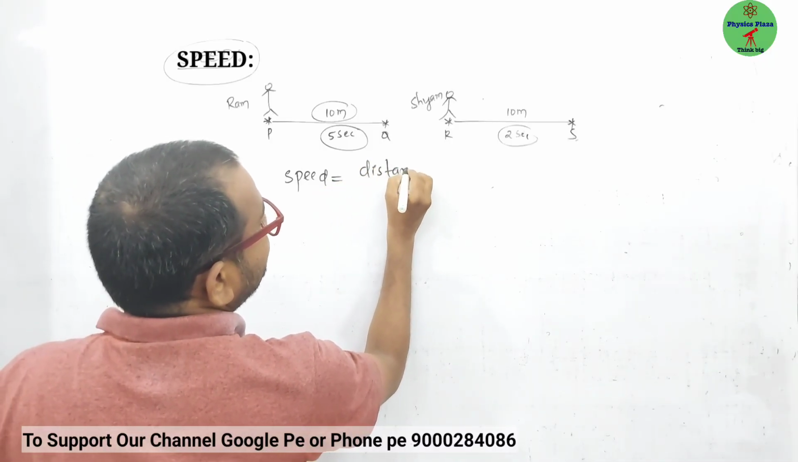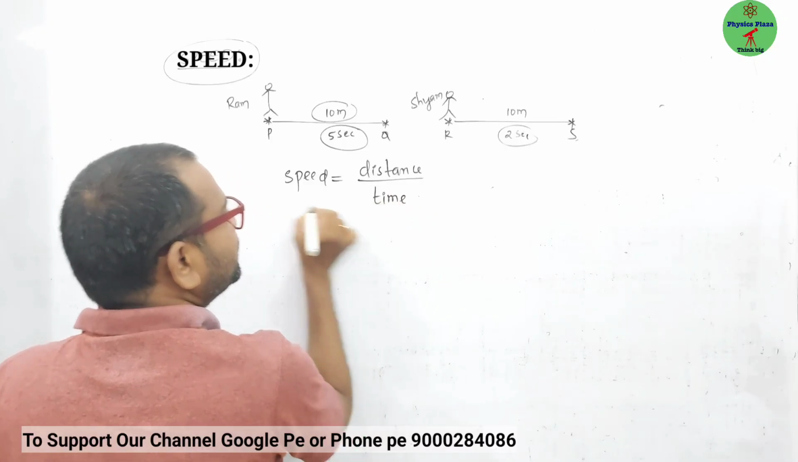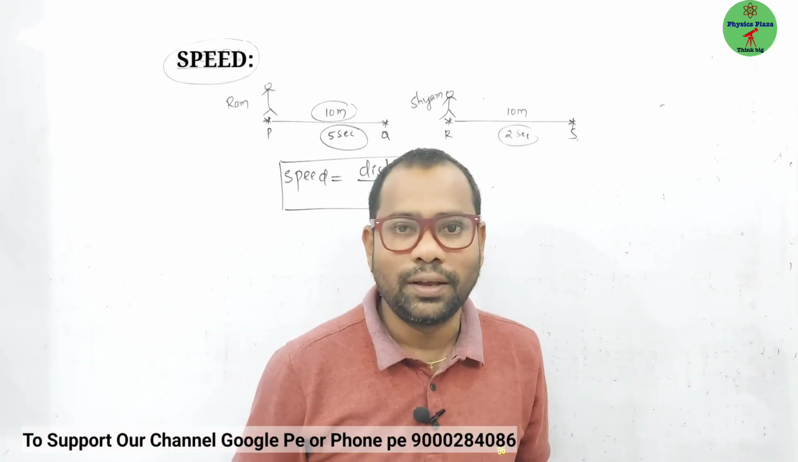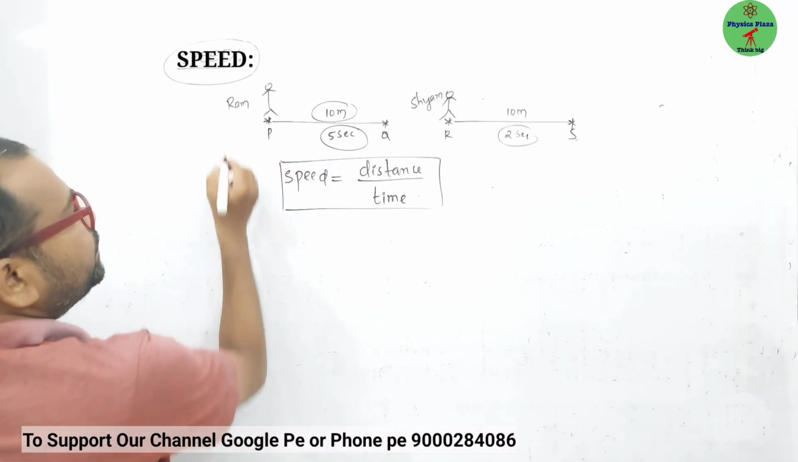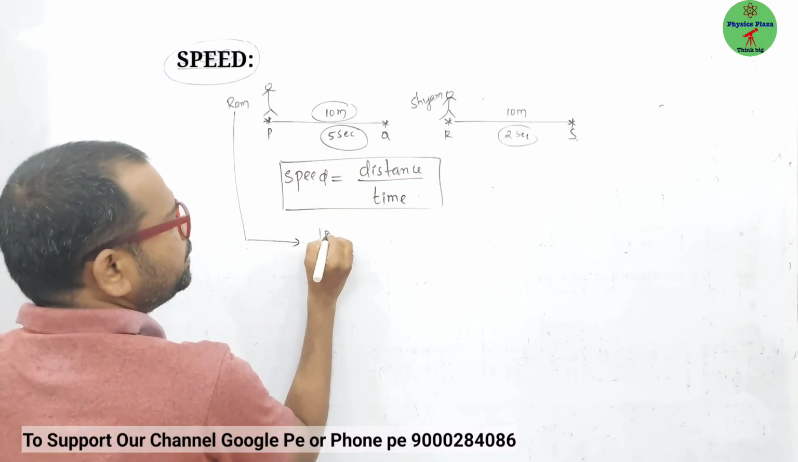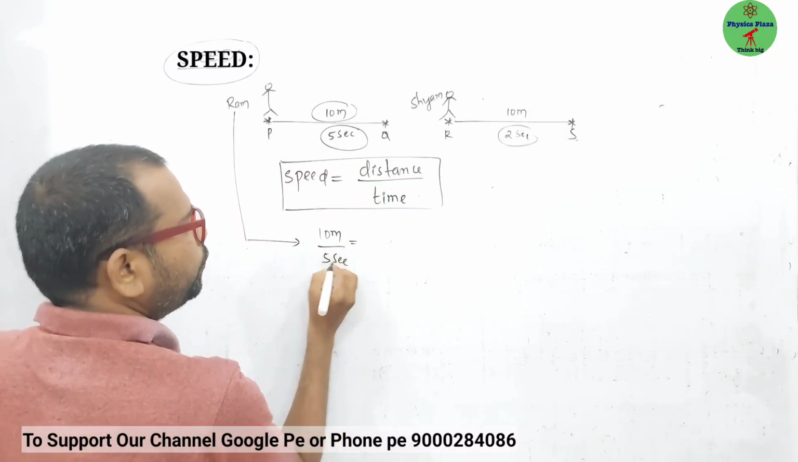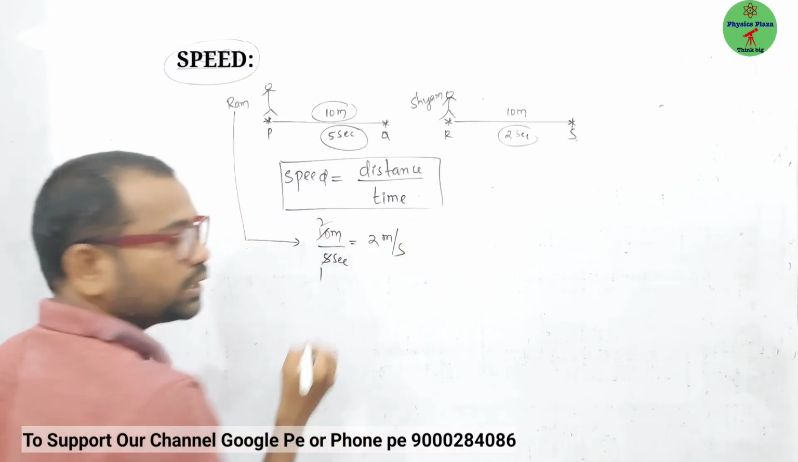distance by time. Children, this is a very important formula to calculate the speed. By using this formula, can we calculate the speed of Ram? Yes, sir, we can calculate. Come on, how? Distance how much? 10 meters. Time 5 seconds. So 5 ones are 5, 5 twos are 10. So here it is 2 meter per second.